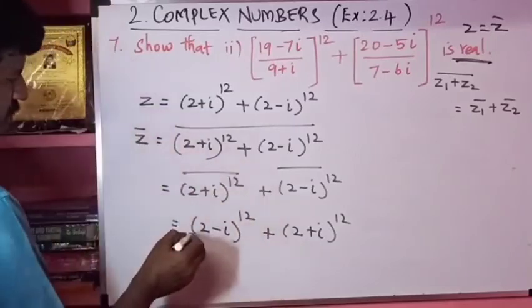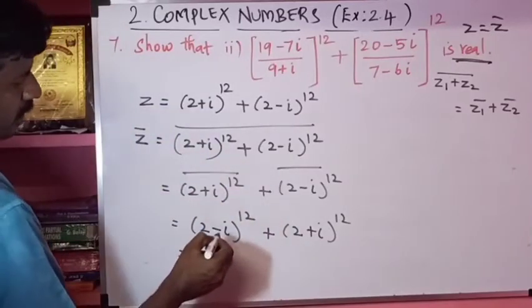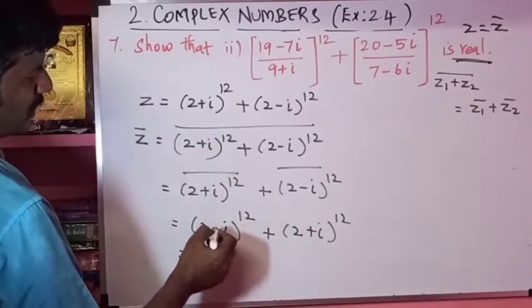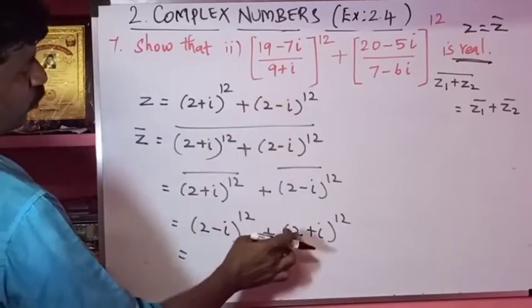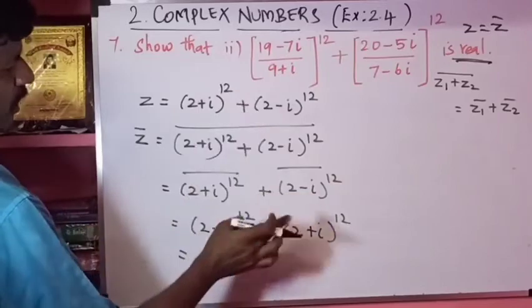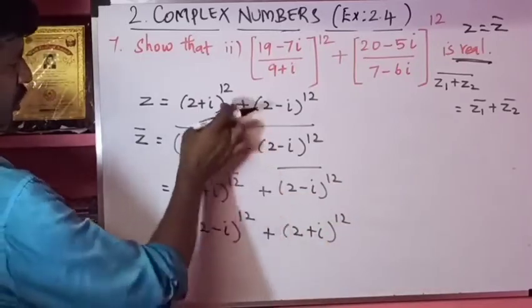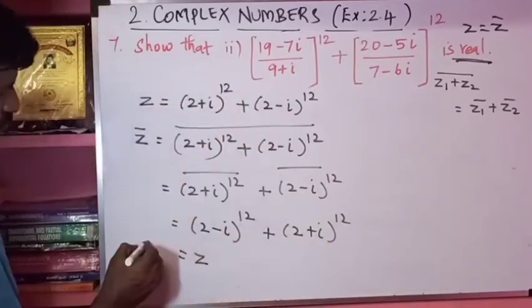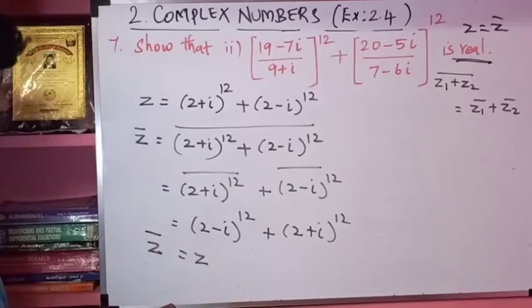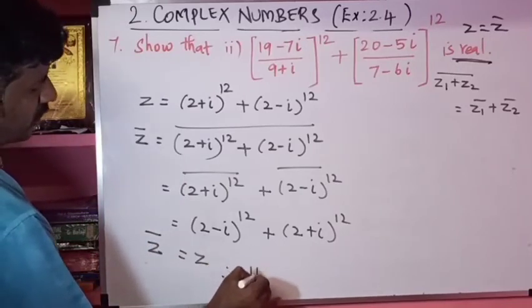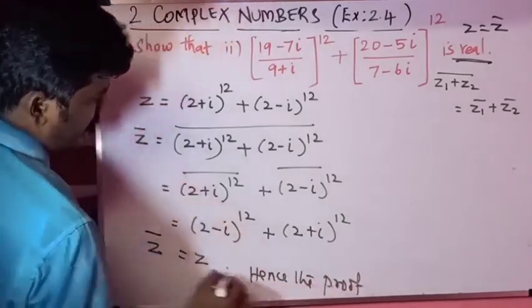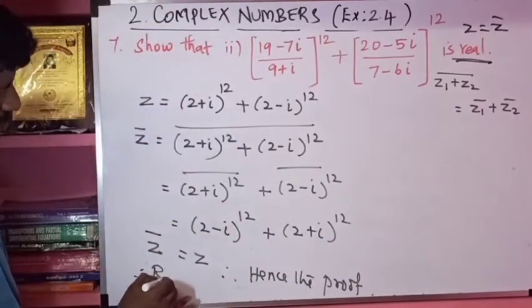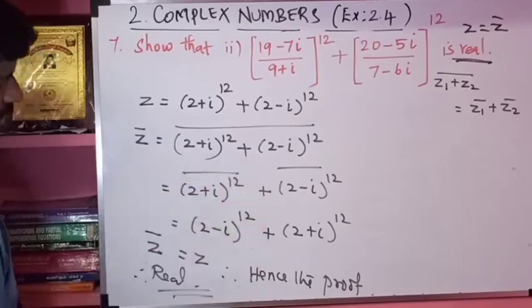So this is equal to what? Look at this, plus 2 minus i, when it is in plus, it will be the same. (2 minus i) power 12 is here, (2 plus i) power 12 is here, both are added, there is no change. So this is z. Therefore z bar is equal to z, right? So hence the proof. Hence the proof. Understood? Z bar equals z, which is real, which is real.